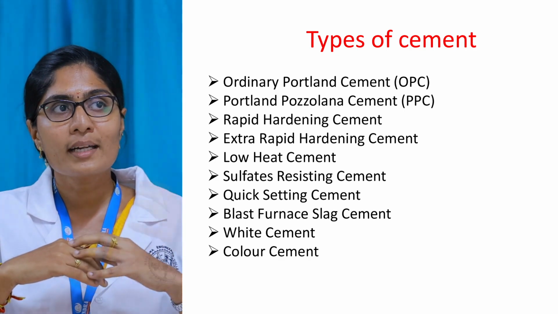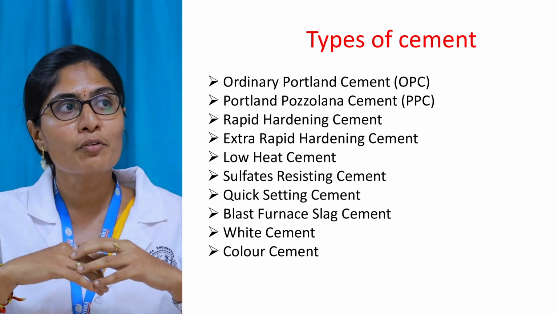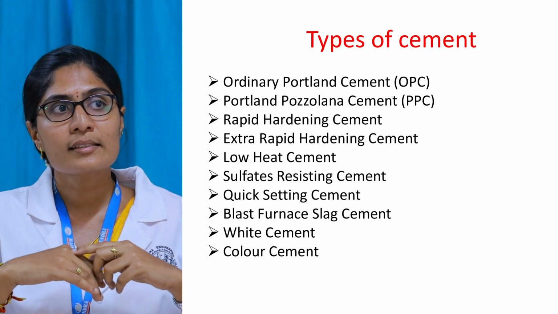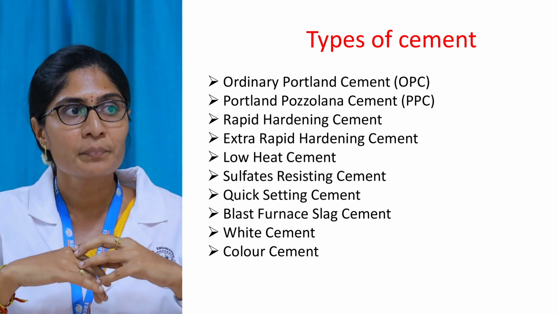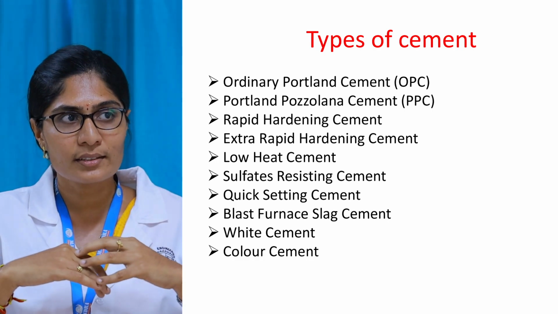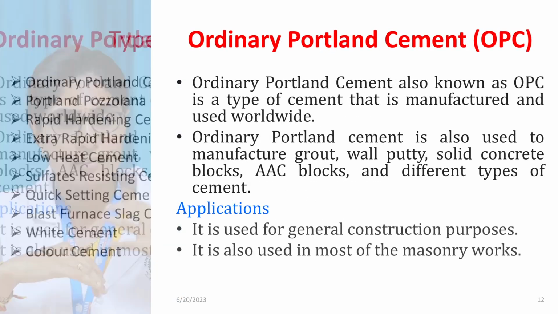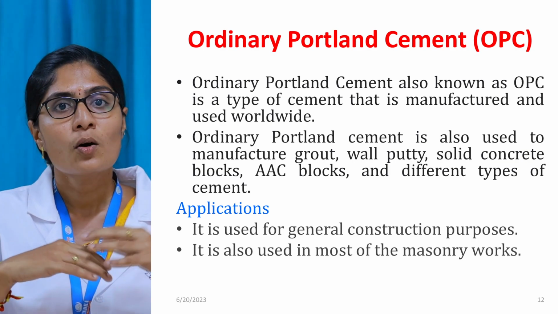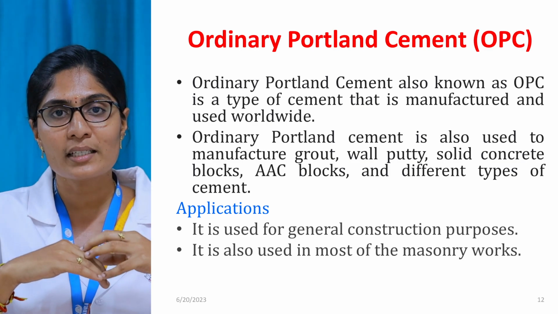Ordinary Portland cement is a traditionally available cement. It is manufactured worldwide. It is used for manufacturing of grouts, wall putties, solid concrete blocks, AAC blocks and different types of cement. It is mainly used for all masonry construction and any general construction purposes. In earlier days OPC was mainly used for all construction purposes. OPC liberates a large amount of carbon dioxide and the demand for cement is also high.